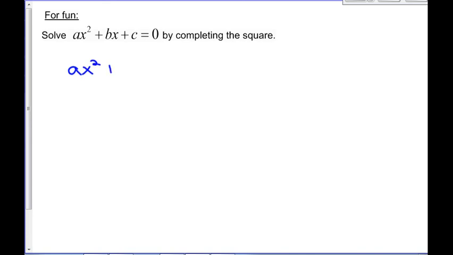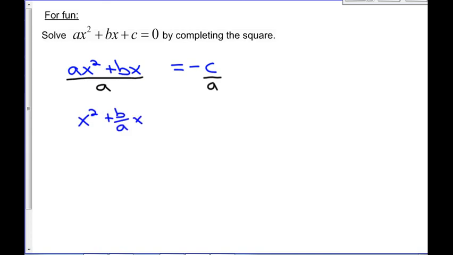So isolate. And if you've had enough, feel free to turn off at this point. Isolate the first two terms. Okay, great. Divide by whatever a is. So that's going to give us x squared plus b over a x equals negative c over a. Now we have to add on that special number, and that is half the middle. So instead of b over a, it'll be b over 2a squared. I have to add it here and over here.